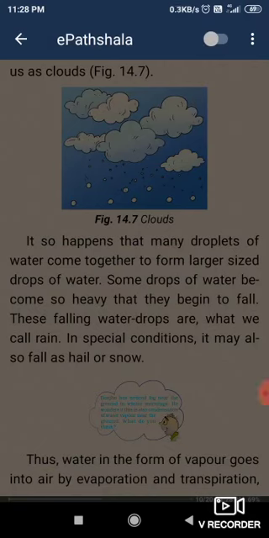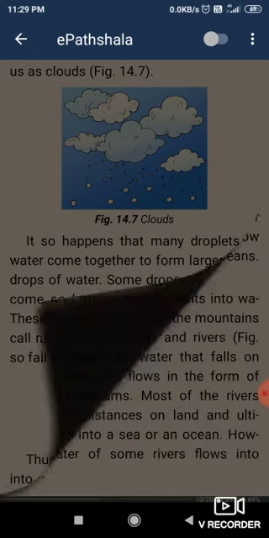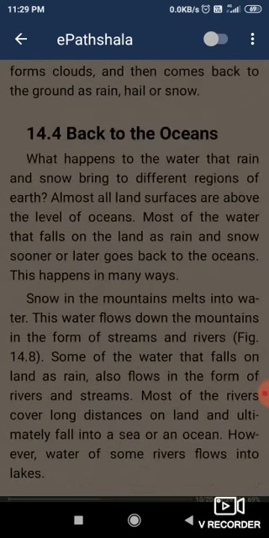It so happens that many droplets of water come together to form larger sized drops of water. Some drops of water become so heavy that they begin to fall. These falling water drops are what we call rain. In a special condition, it may also fall as hail or snow. Thus, water in the form of vapor goes into air by evaporation and transpiration, forms clouds and then comes back to the ground as rain, hail or snow. Understood?